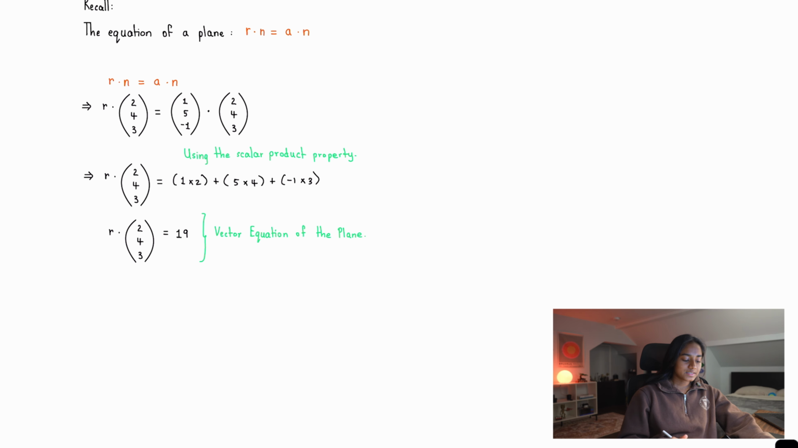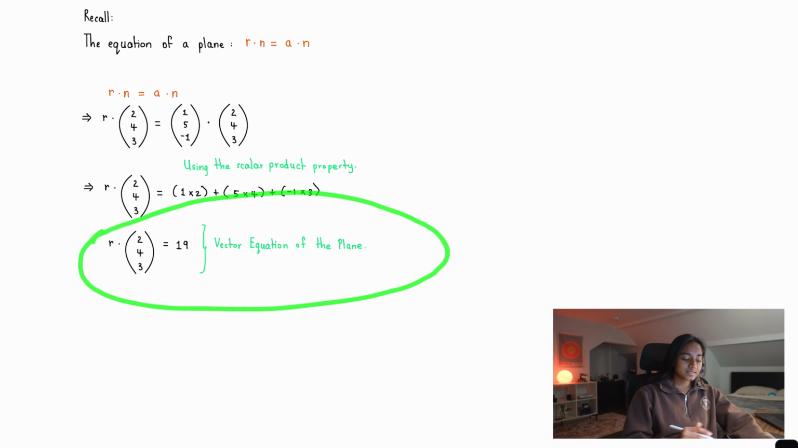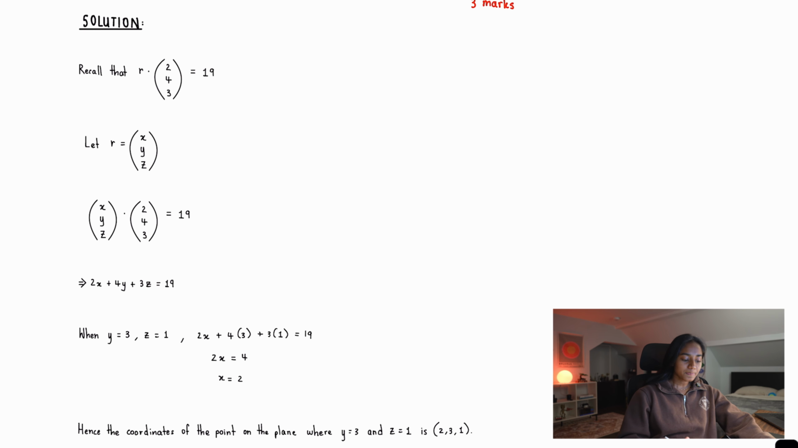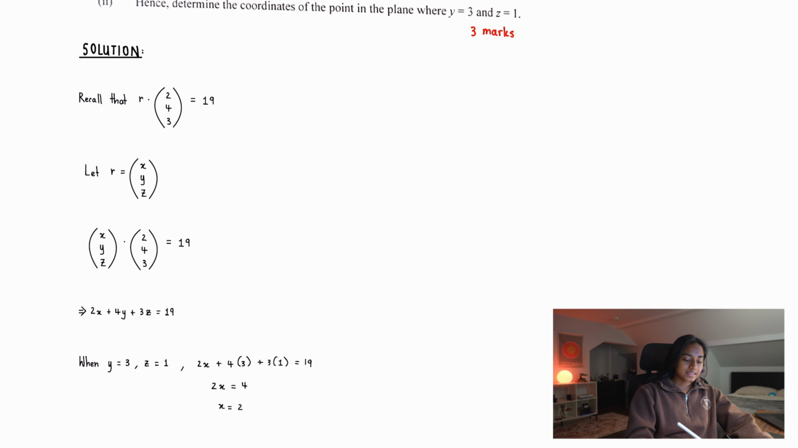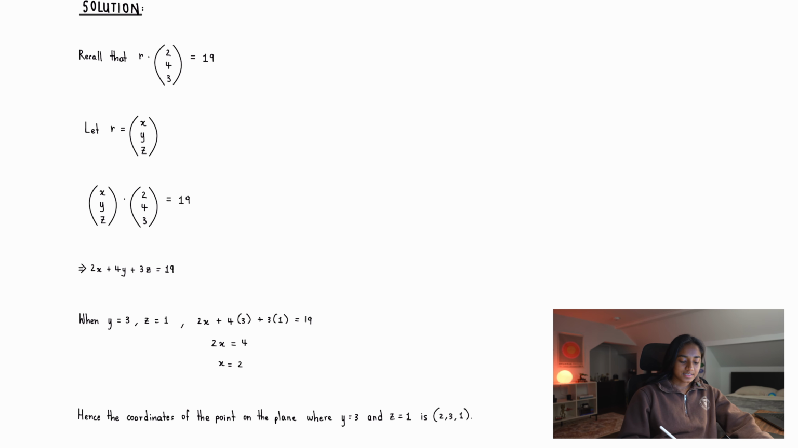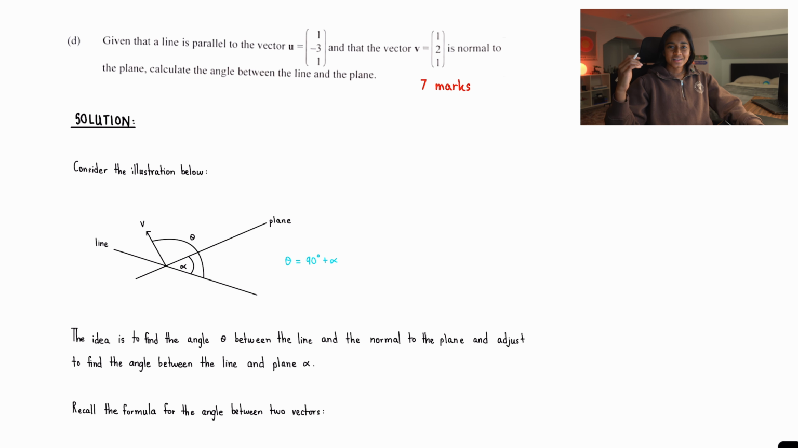So all we did again was, from the last thing that we got, we are using r, which is what it is equal to, by the way. This is just us writing it out: x, y, z. Finding that equation and then using the points that they gave us to get the actual coordinates of the point.